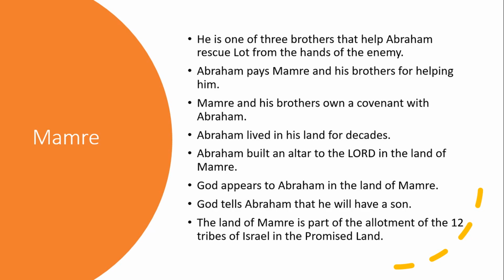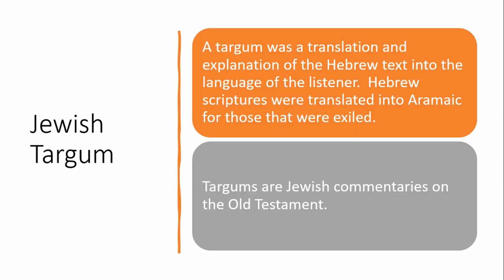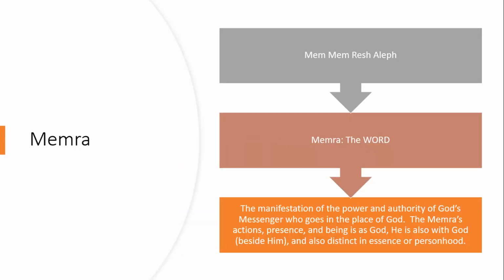Abraham is living in the land of Mamre. And the Bible tells you that these three brothers are Amorites. And the word Amorite represents the word. The name Mamre means the word. You know, John 1:1, in the beginning was the word. That's what this is getting at. And if you don't believe me, go back to the Jewish Targums. In the Jewish Targums, it tells you what the word is or who the word is.